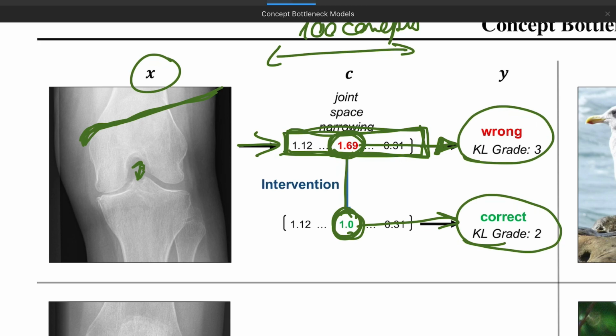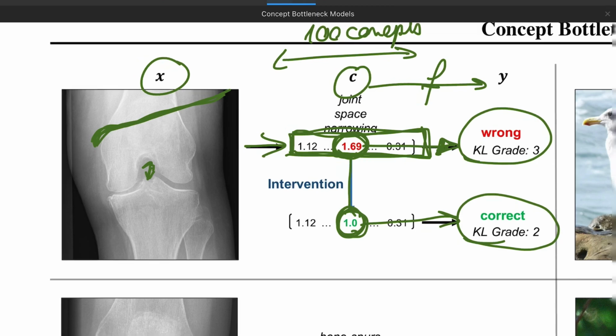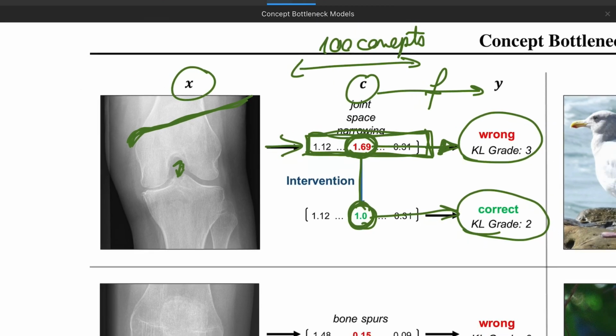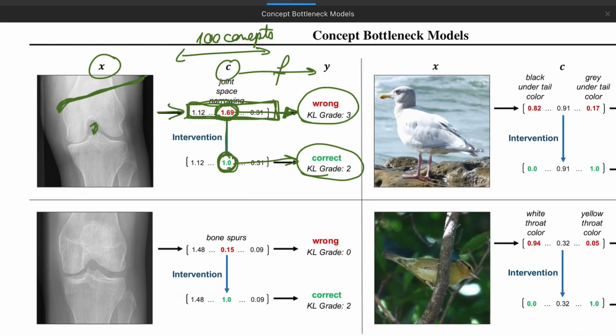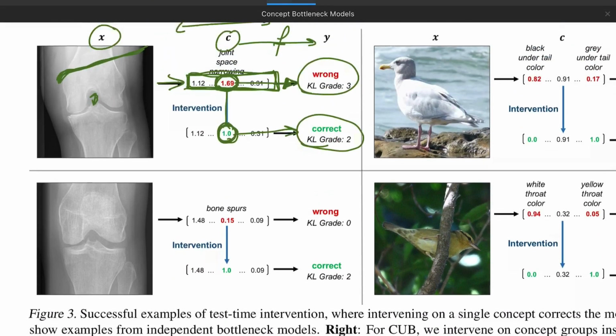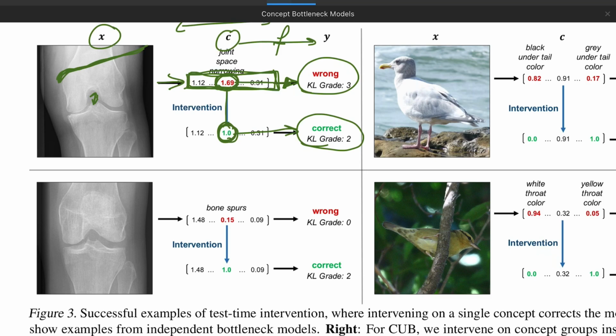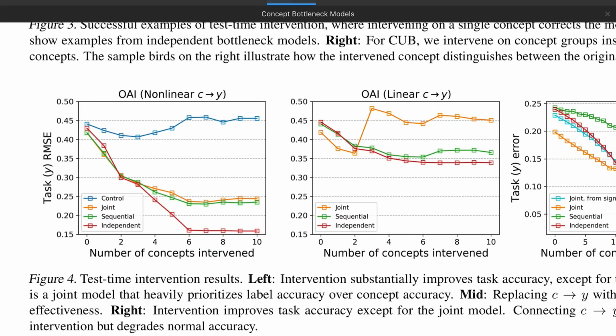But you could get this just because you have the concepts and then you have this f which gets them. So this idea of getting counterfactual explanations is not unique to the paper, but it's still good to know. So this is the idea of test time intervention. Now let's see what the actual result is when you do that.